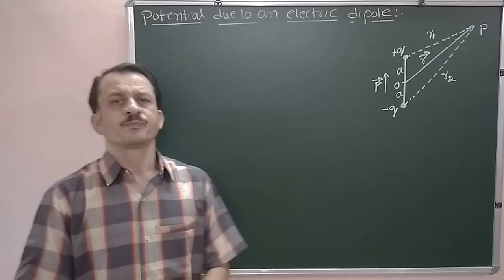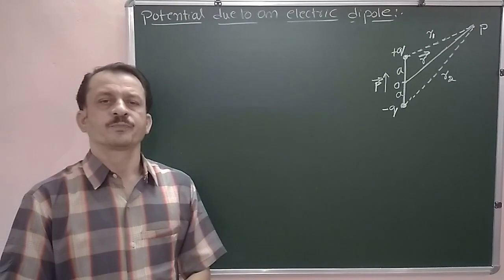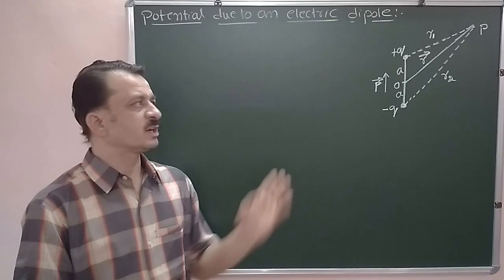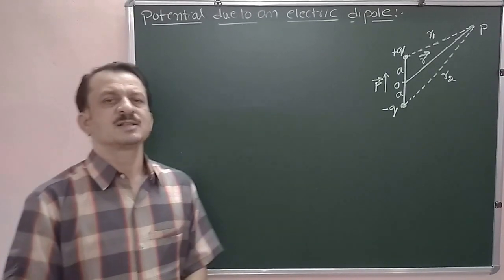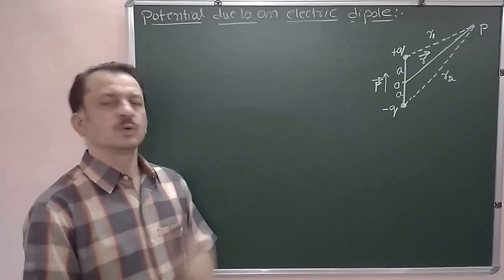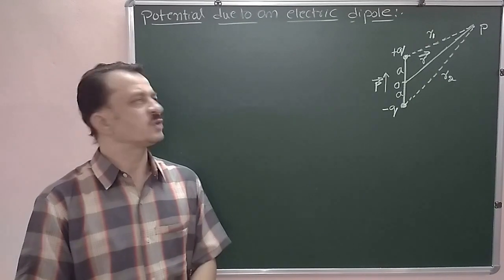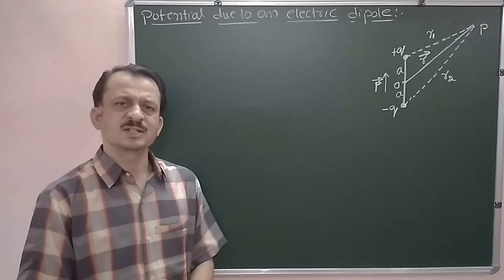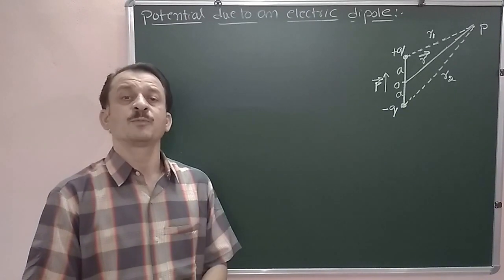Now we will study electrostatic potential due to a dipole. We are already familiar with what a dipole is. A pair of equal and opposite charges separated by a small distance constitutes a dipole. The net charge of the dipole is 0 because one is a positive charge and the other is a negative charge, therefore the total charge is 0.